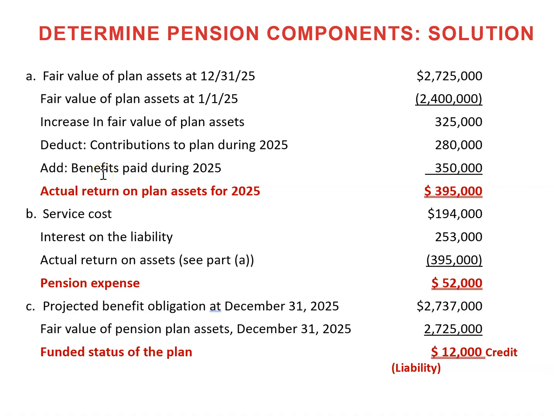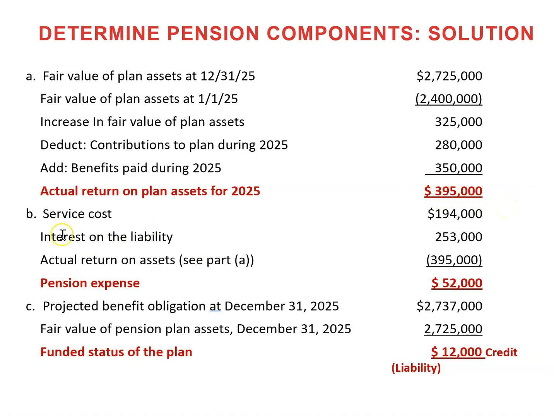And then we add back the benefits, because the benefits are paid by the employer to the retirees or retired employees. So in one way, it actually understates the return. So to know the actual return, we add it back, and we find the actual return on the plan asset for this year is 395,000.